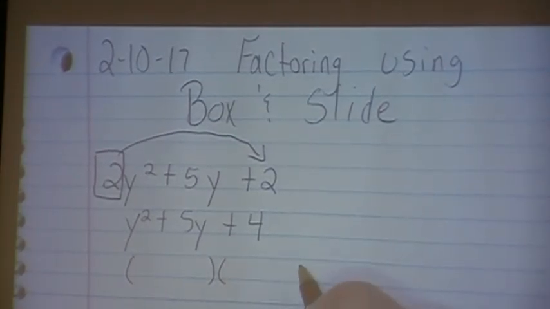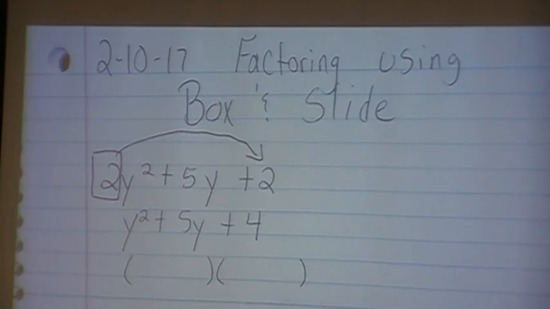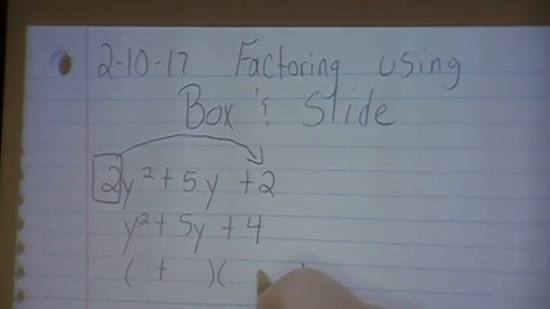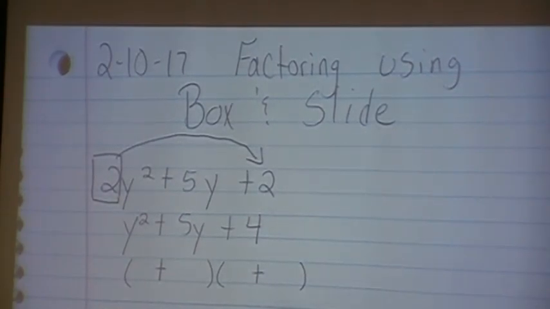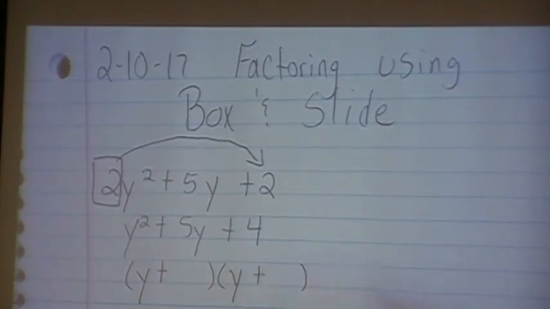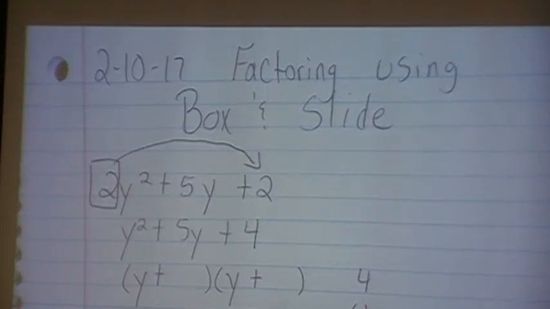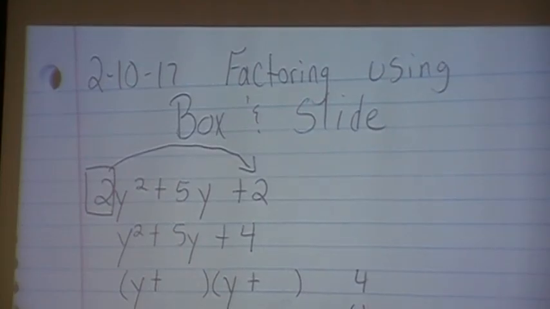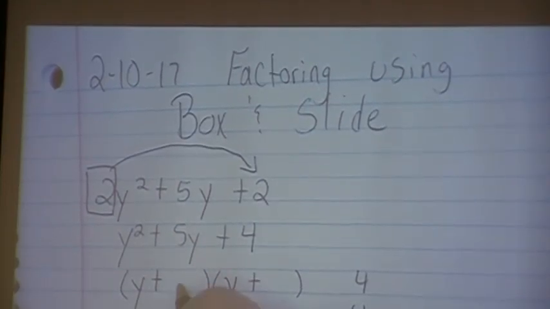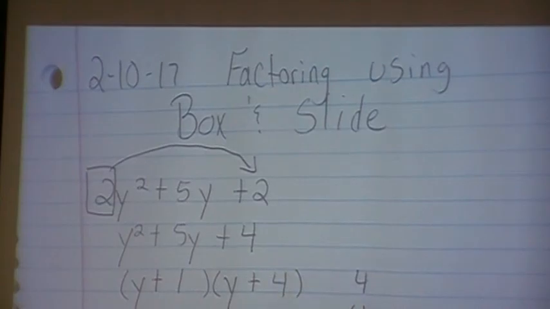Now we factor it out. Signs are still important. If I have a plus and plus, I'm going to have plus and plus there. I'm still breaking that apart. And then I'm looking at the factors of 4 that when I add it, it's going to give me 5. Well, it's 1 and 4. Doesn't matter where I put the 1. Doesn't matter where I put the 4.